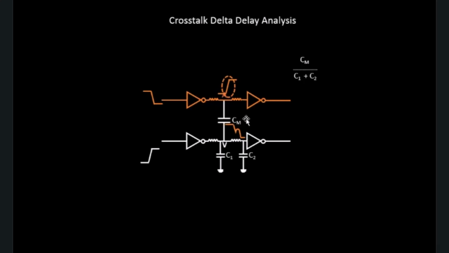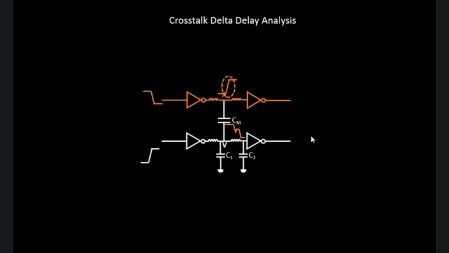So it's pretty obvious. Higher the mutual capacitance, higher the impact, or basically higher the mutual capacitance, more leaky is the bucket, and more amount of water will flow into this particular bucket. So it's as simple as that. Okay, so this is what will decide the amount of delta delay, or the impact of the aggressor on the victim.